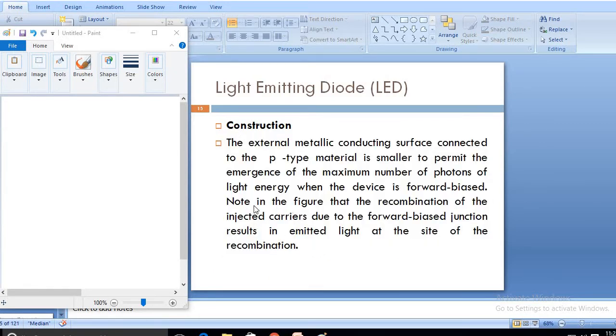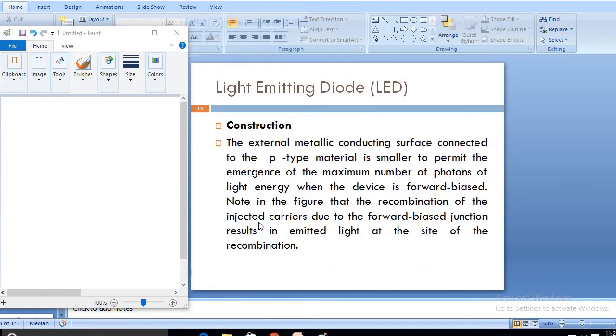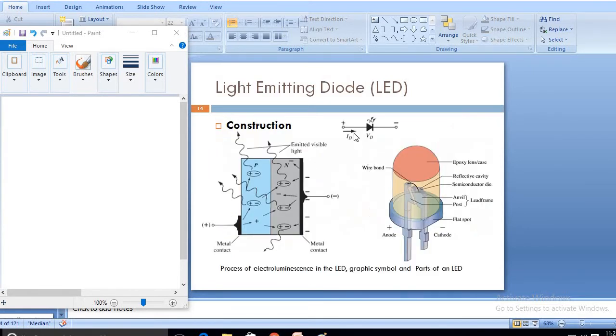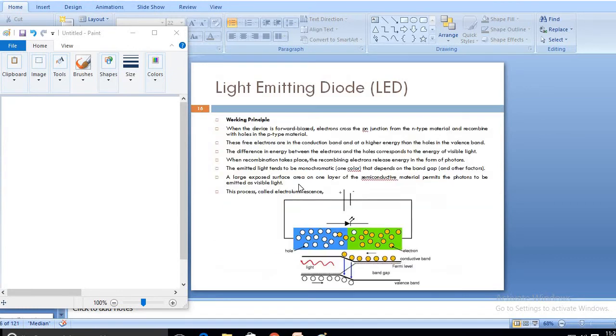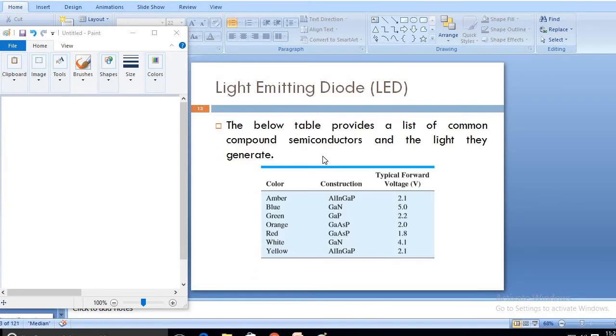Note in this figure the recombination of the injected carriers. This is the recombination. Whenever the holes combine with the electrons and the electrons combine with the holes, that is recombination. Here, the recombination of injected carriers is due to the forward bias junction. This is happening when it is in forward bias condition. So this is the construction part.